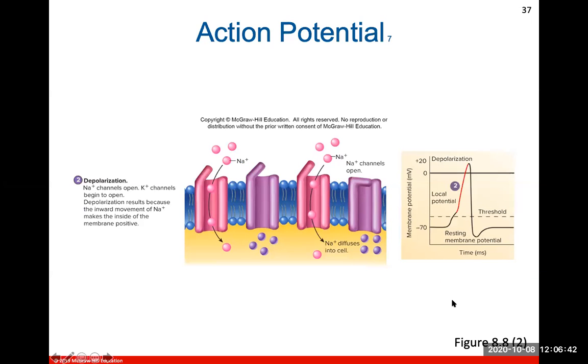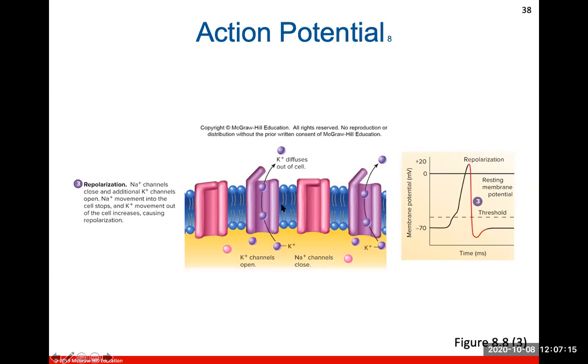Depolarization will occur when sodium channels open and sodium, which is a positively charged ion, rushes into the cell. Since sodium is positive and it rushes into the cell, the inside of the cell becomes more positive, and we start to increase our positivity on this action potential graph. We have gotten enough sodium to bring the inside of the cell past threshold. So this is our all or none response. We will generate an action potential peak no matter what at this point.